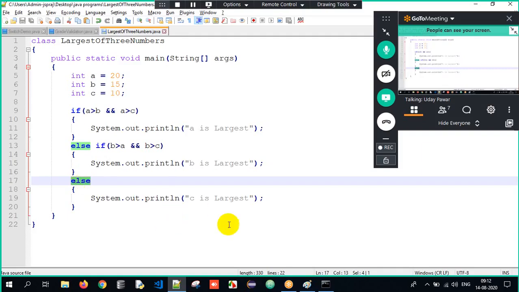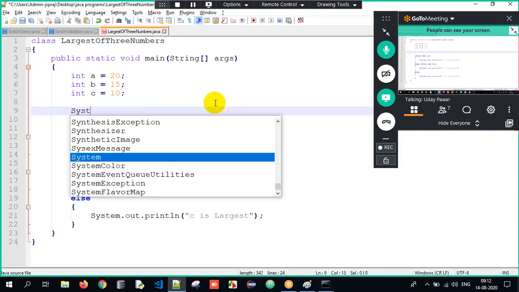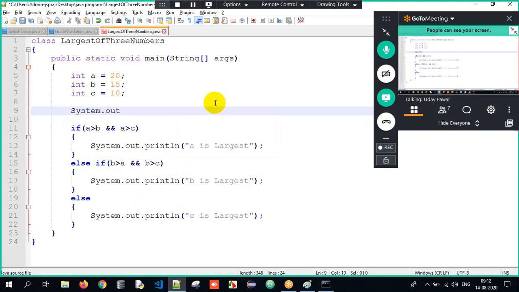Got the clarity here? If you want to cross check, you can also print the values of A, B, and C here. System.out.println, and I have to print the values of A. I can give A colon plus A, plus B colon plus B, plus C colon plus C. Guys, I'm trying to concatenate. A will get printed, A value will get concatenated. B will get printed, B value will get concatenated. C will get printed, C value will get concatenated. I'm not trying to do rocket science here.